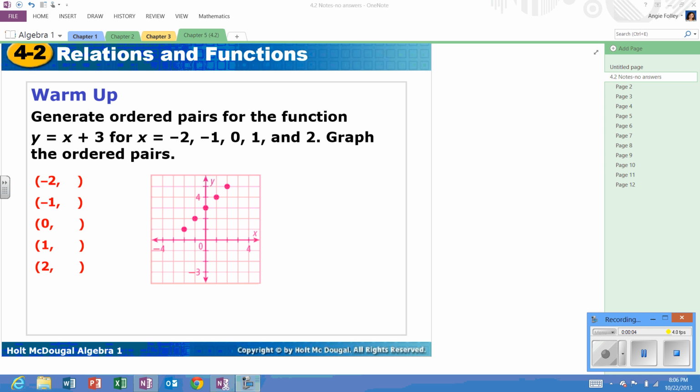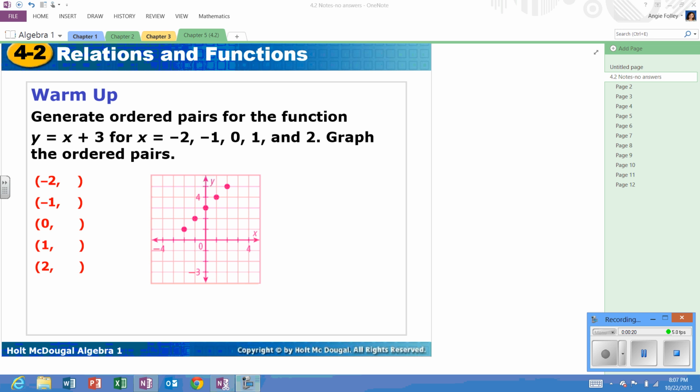All right, so we're going to look at section 4.2 for Algebra 1 notes. This is part of your guys' Chapter 5 section, but we're still going to do section 4.2 with all the Chapter 5 stuff, okay? All right, so we're going to do our warm-up first.